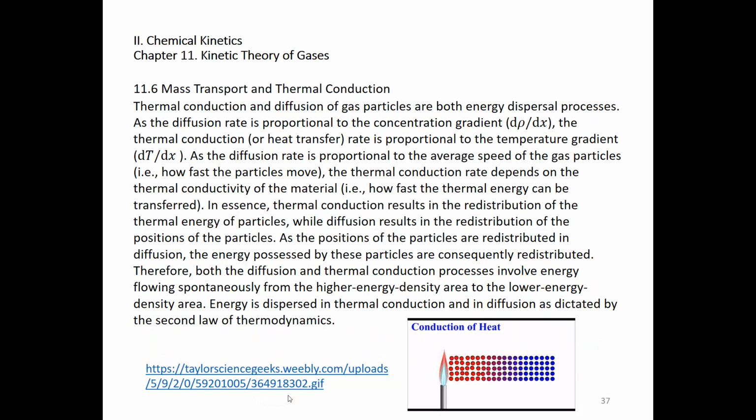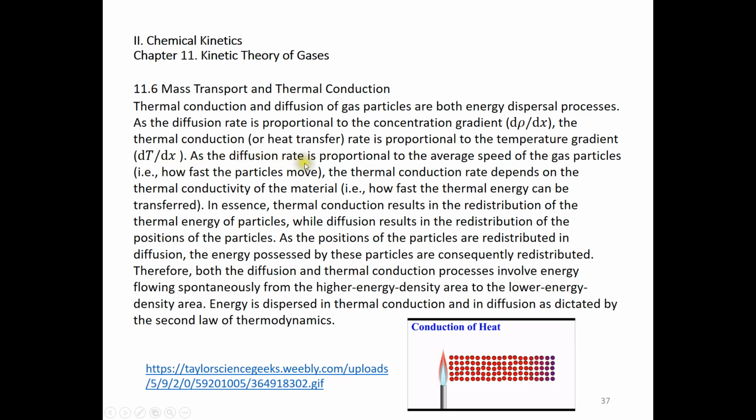Now let's look at thermal conduction. Thermal conduction and the diffusion of gas particles are similar, and they are both considered energy dispersal processes, and they both increase the entropy of the universe. As the diffusion rate is proportional to the concentration gradient, the thermal conduction or heat transfer rate is proportional to the temperature gradient. Of course, if the temperature is the same everywhere, there's no more thermal conduction.